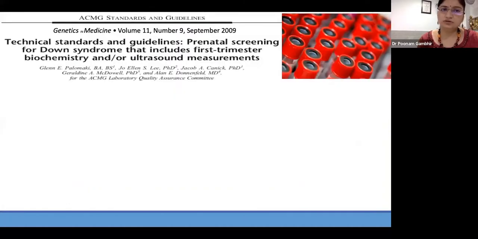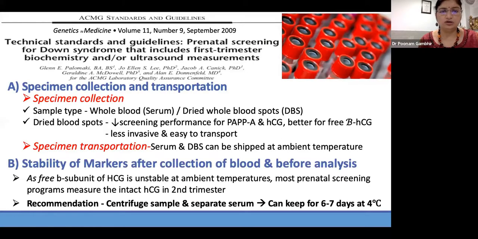Some technical guidelines were also laid down by the ACMG in 2009 regarding the collection of the samples, their cold chain maintenance, the vials and everything. Overall, they can be collected either in the form of serum, whole blood, or dried blood spot. Every option has its own pluses and minuses, but the most temperature sensitive is the human chorionic gonadotrophin, the free beta hCG, which is the most sensitive one. So the transport becomes difficult at the same temperature.